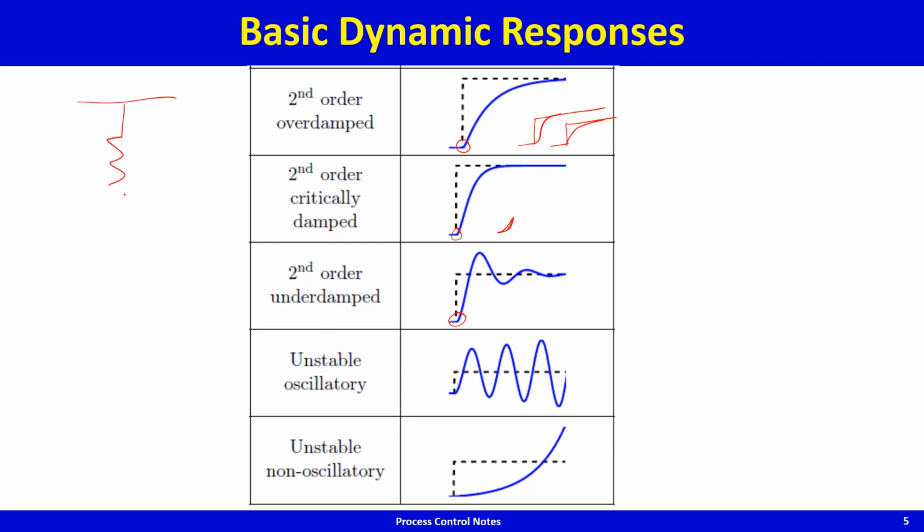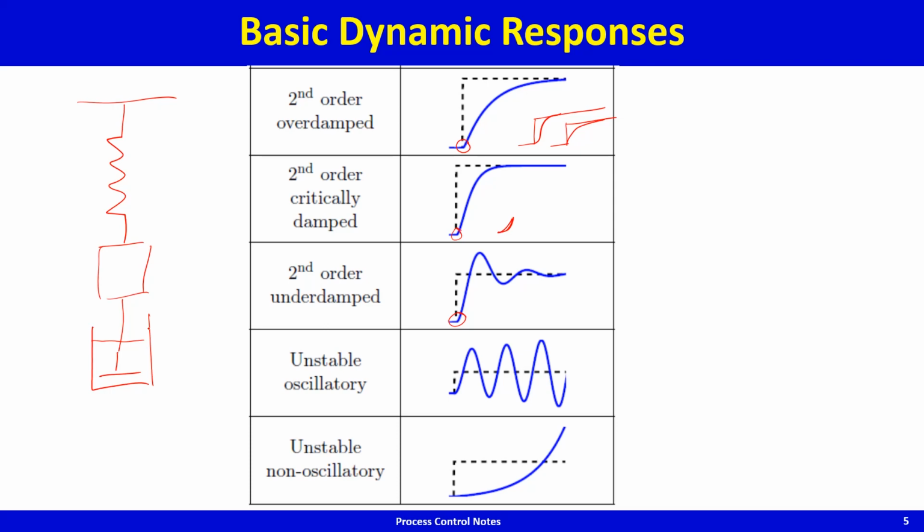You have a spring, there is a mass on it, and the mass is connected to some resistance, which is a damper. So this is a damped spring mass system. These kinds of systems, if you have studied in physics, you could have a second order overdamped, a second order critically damped, or a second order underdamped response.